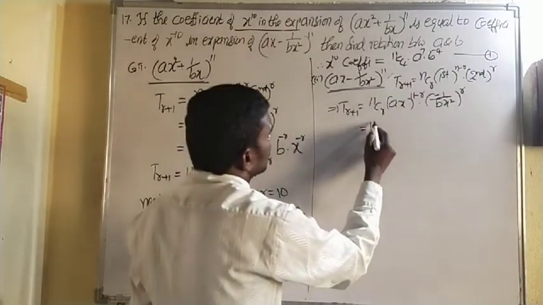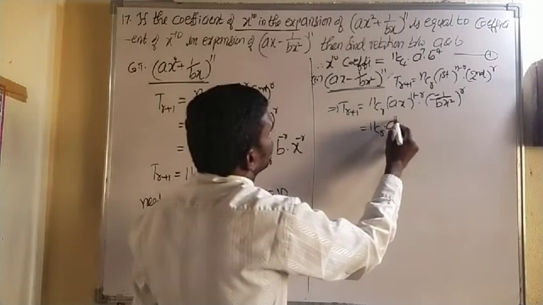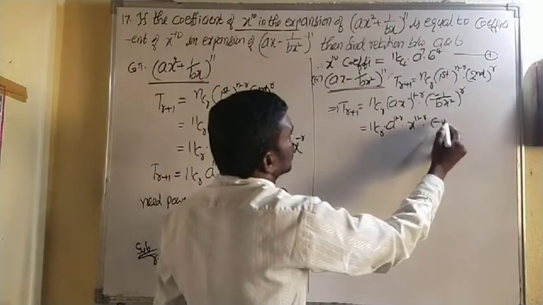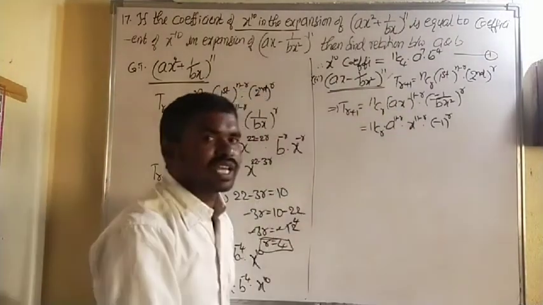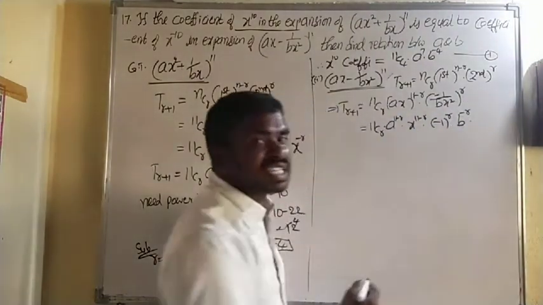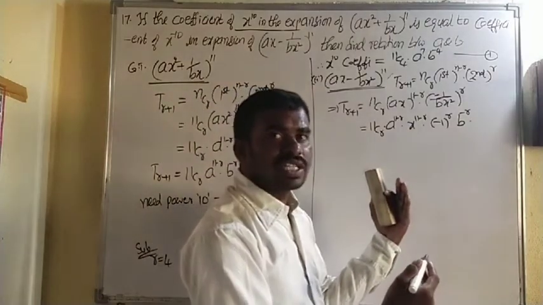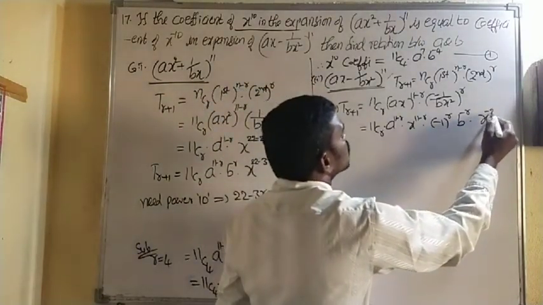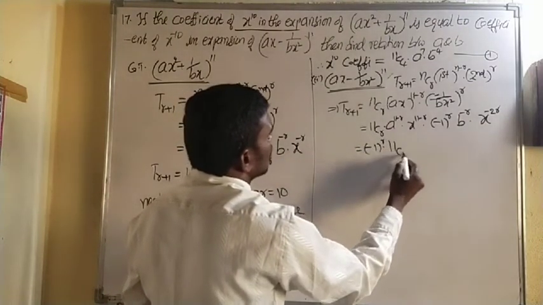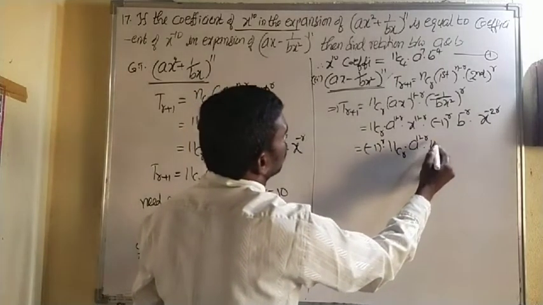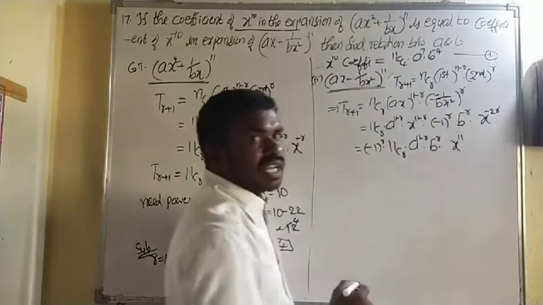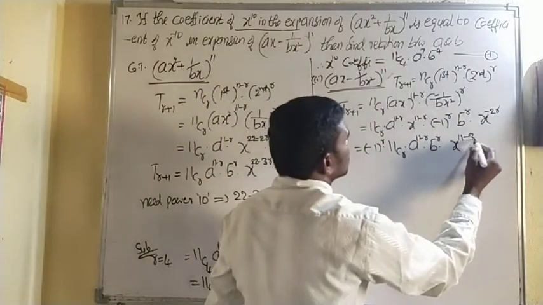Simplifying this: 11Cr a power 11 minus r into x power 11 minus r into minus 1 power r into 1 by b, which is b power minus 1, so b power minus r. And 1 by x squared means x power minus 2, so x power minus 2r. Now this is minus 1 power r into 11Cr into a power 11 minus r into b power minus r into x power, where the powers are added in multiplication: 11 minus r minus 2r is 11 minus 3r.